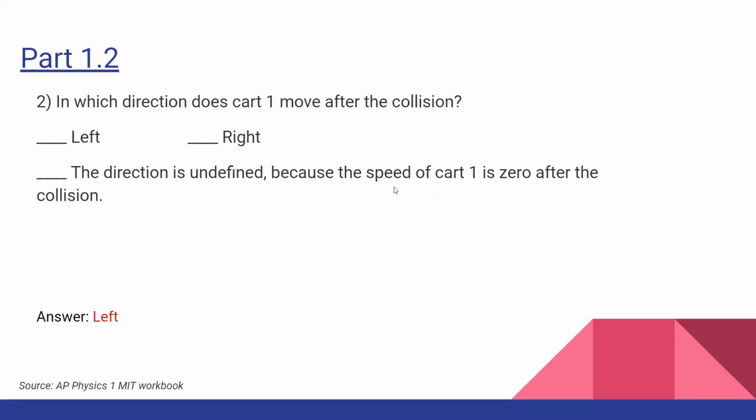Now, part 1.2 asks which direction does cart 1 move after the collision. We just kind of discussed this. It moves left because it was defined in the problem that having a positive velocity was moving right. And by the previous part, we just found out that cart 1 moves at a negative velocity with respect to right, which means that it's moving left.